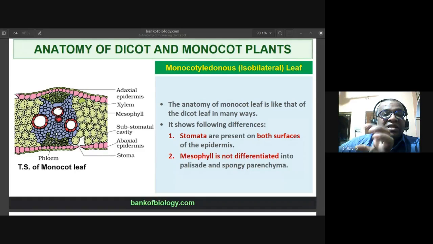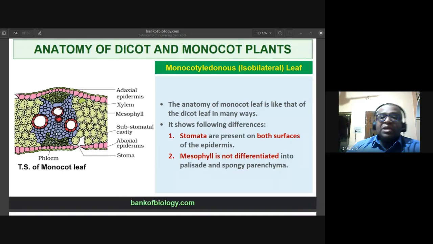A group of cells in the upper epidermis, a group of large cells, we call them motor cells or bulliform cells. What is their main function? They bring about the rolling up of lamina during unfavorable conditions or during lack of water. So when the water availability is less, they bring about the rolling up of lamina and thus reduce the rate of transpiration, because when the lamina rolls up, the surface exposed to transpiration is very less.